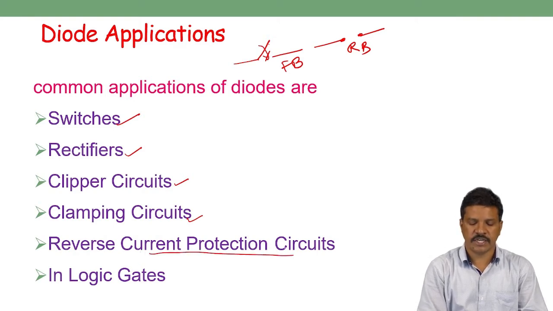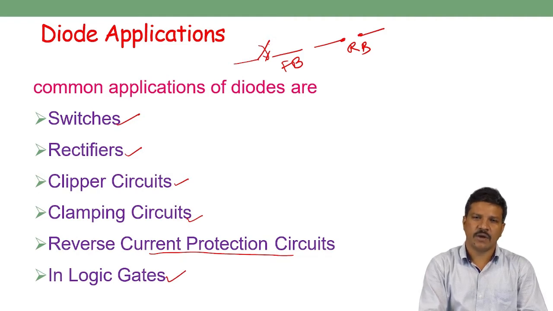Then current protection circuits. Most of the time, before giving any variation of the signal to electronic circuits, sometimes a large variation in the signal, probably a reverse voltage, can damage the circuit. So in order to protect that circuit, we can use diodes at the input and the application circuit, and in logic circuits also.